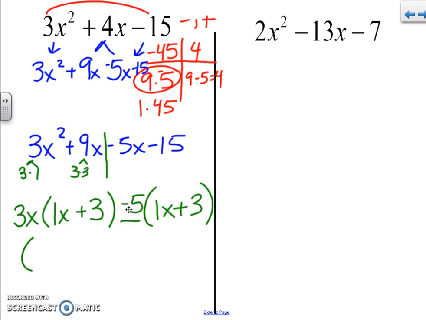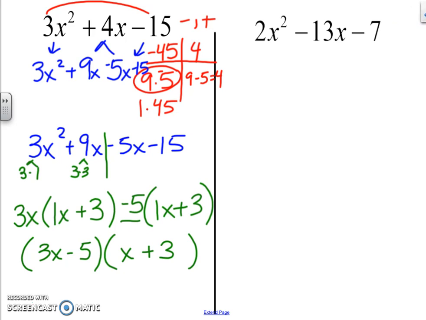So again, my last step is to combine my 2 GCFs into a parenthesis. So 3x minus 5, and then I'm just going to write that x plus 3. Okay, so I got an x and a number, which makes me feel good. Okay, now let's try one more together.